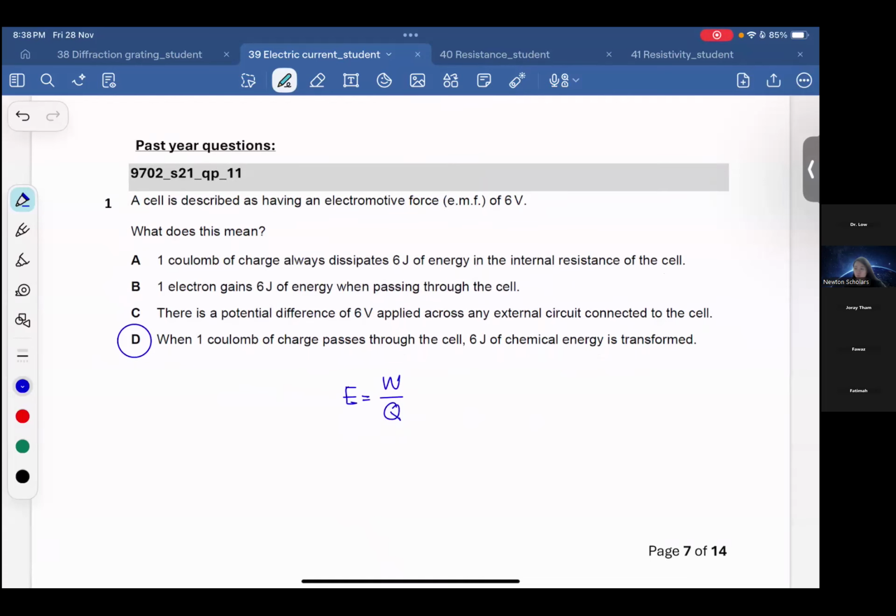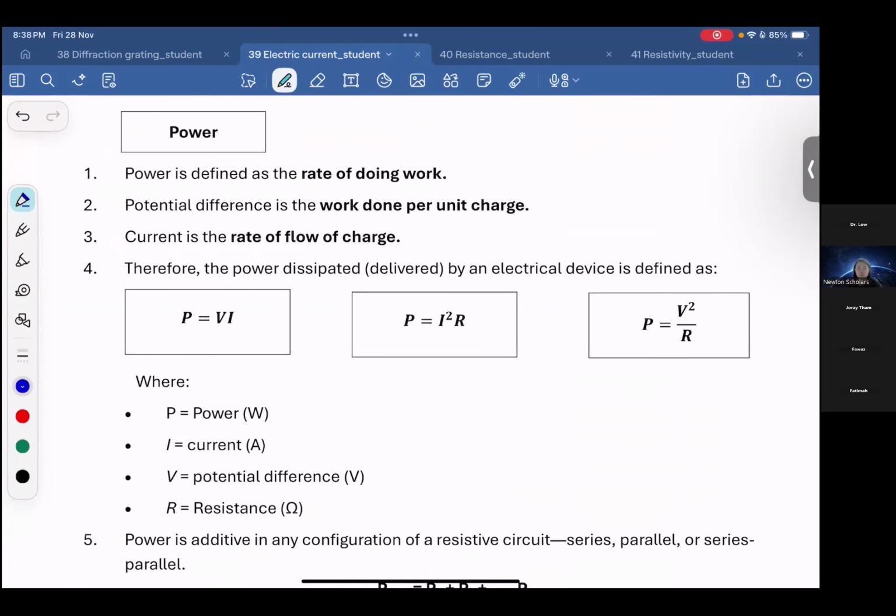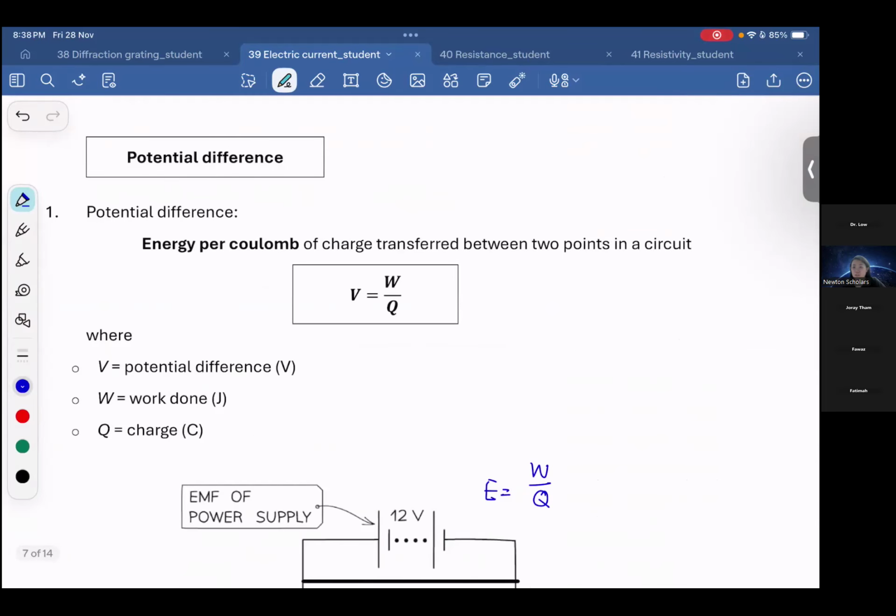So can we go to page number 8? Yes or no? There is something new on page number 8: power. It seems not new, but there is something new. The question will be more difficult. Wesley, you want me to repeat the definition? Which part do you want me to repeat?